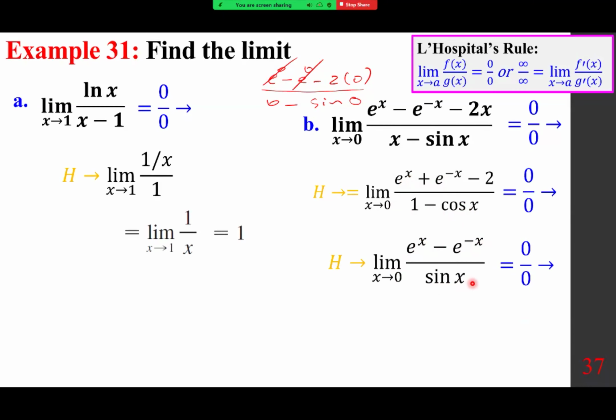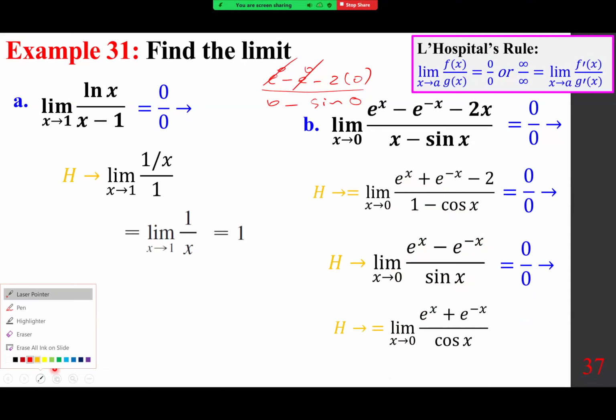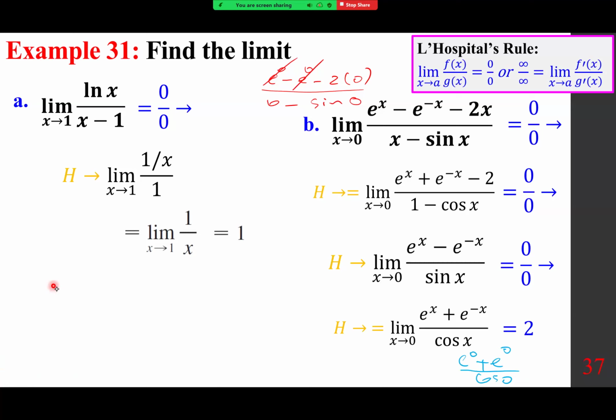L'Hopital's rule again. This is e to the power of x. This is plus e to the power minus x, and this is cosine x. Now, if you plug in 0, you get e to the power of 0 plus e to the power of 0 over cosine of 0. And it's 1 plus 1 over 1. That makes it 2 over 1, or simply 2.